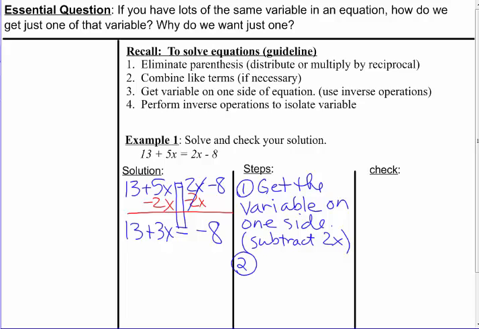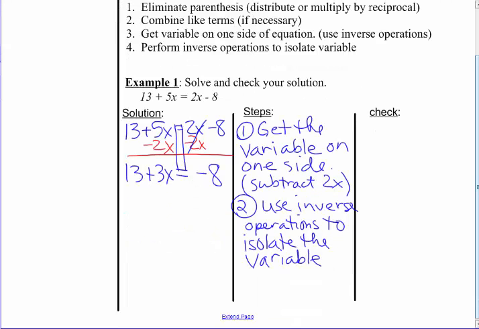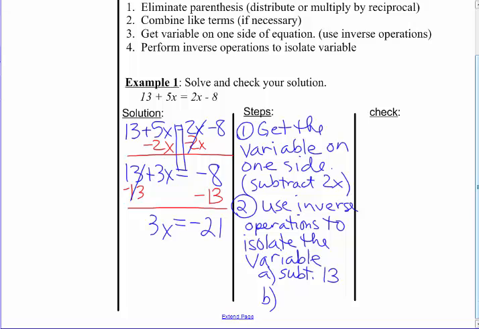Now it's just like a two-step problem that we've done before. So we are going to use inverse operations to isolate the variable. First step to accomplishing that is to subtract 13 from both sides. So I abbreviated subtract 13. So we go minus 13 on the left, minus 13 on the right. And 13 minus 13 is 0. We have 3x equals negative 8 minus 13 gives us a negative 21. Next, we can divide by 3 on both sides. So we divide by 3 on the left, divide by 3 on the right, and we get x equals negative 7. Again, be careful with your positives and negatives as you go through and solve an equation and show all your work.